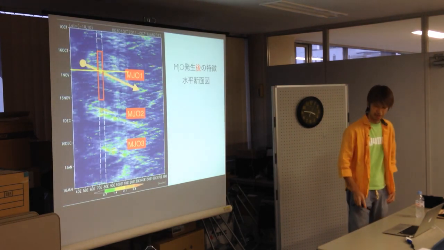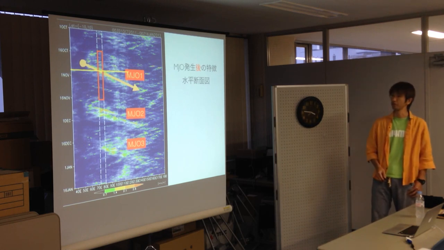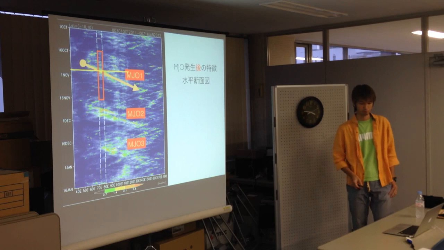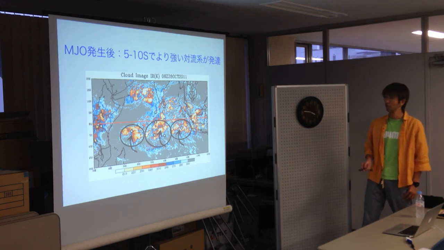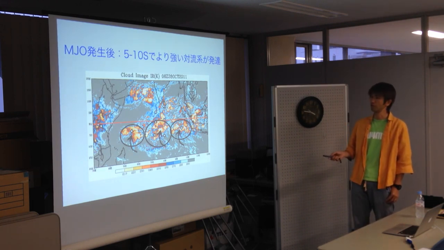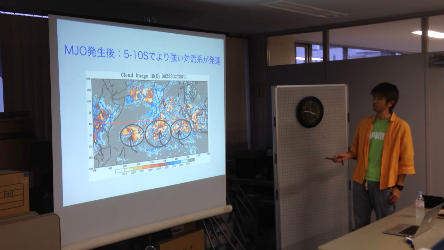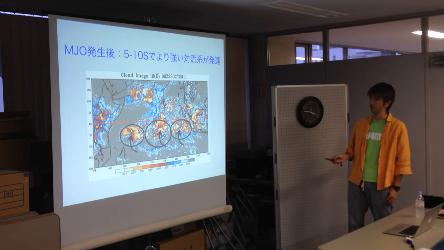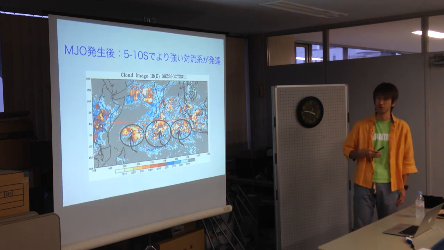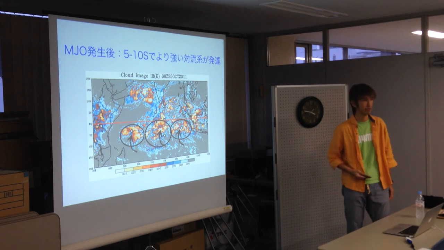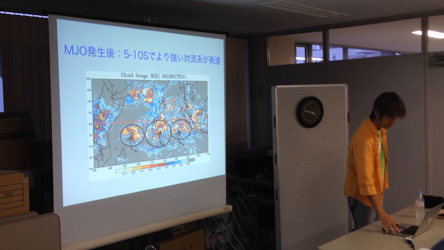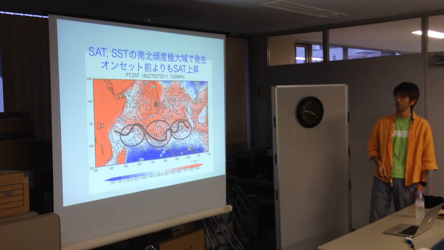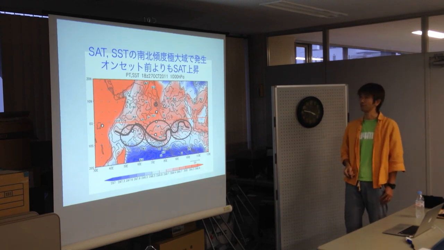So the next one is just during or after the onset of the MJO. Also, we have several convective systems at the same latitudinal position, but they are much larger and stronger than those just before the initiation of the MJO. So we will see the same parameters as just before the onset.